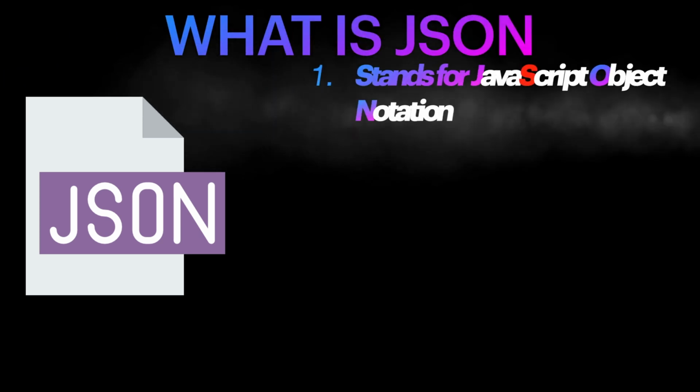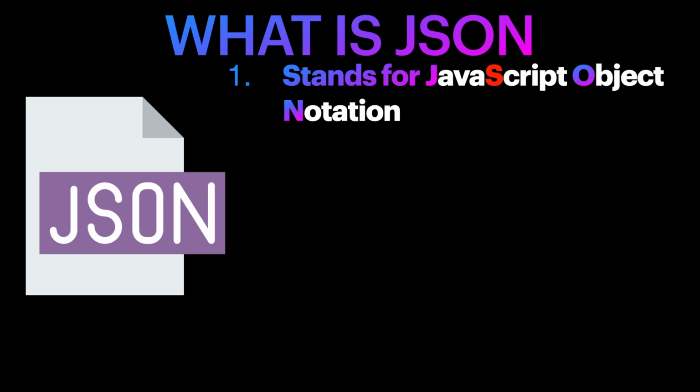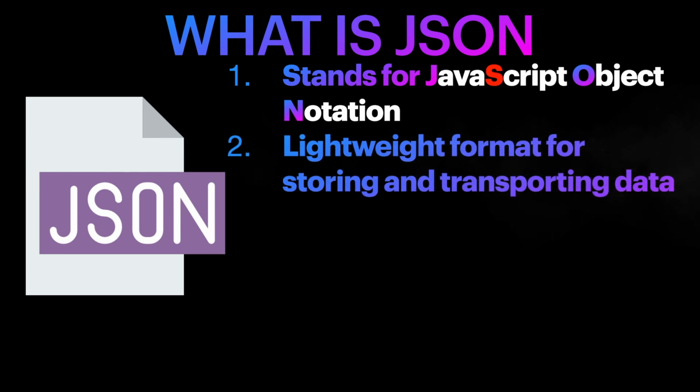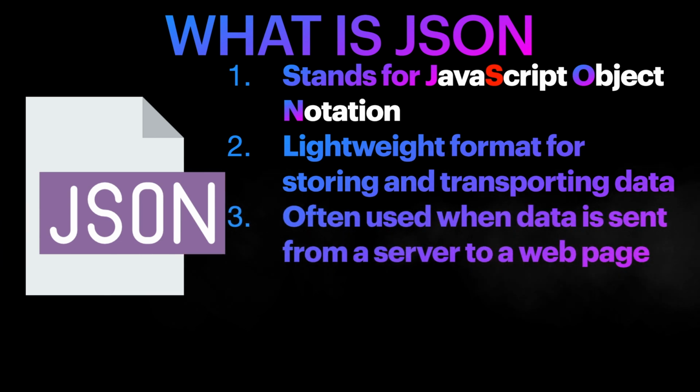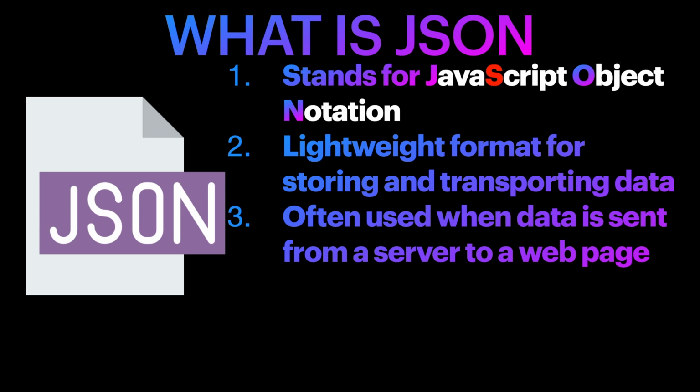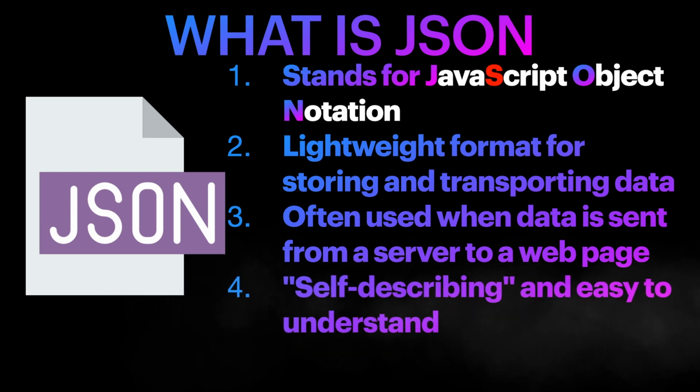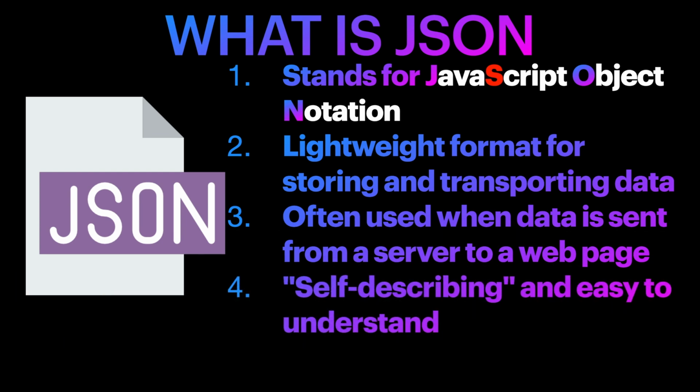So first things first, right, on .json, what is it? The full form stands for JavaScript Object Notation. It's a lightweight format for storing and transporting data. It's often used when data is sent from a server to a web page, and it's self-describing and easy to understand.